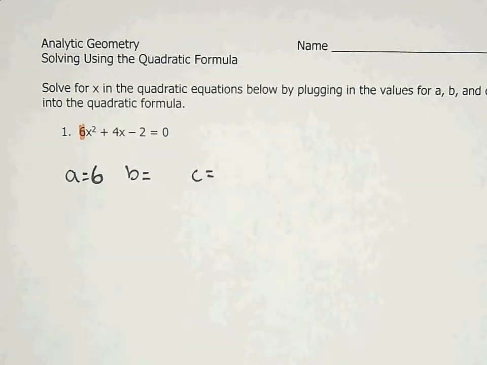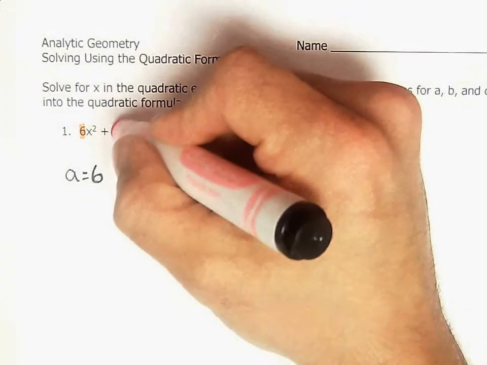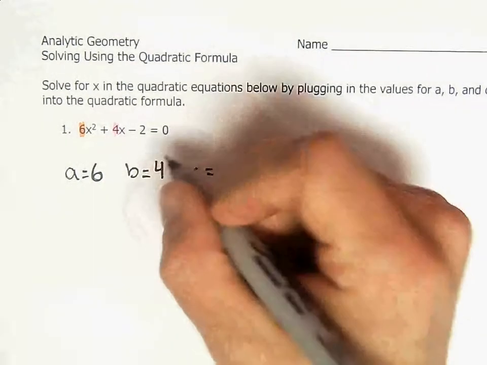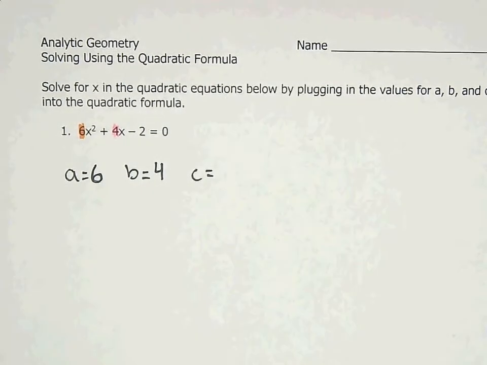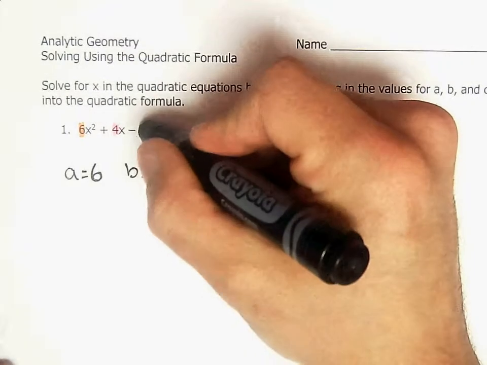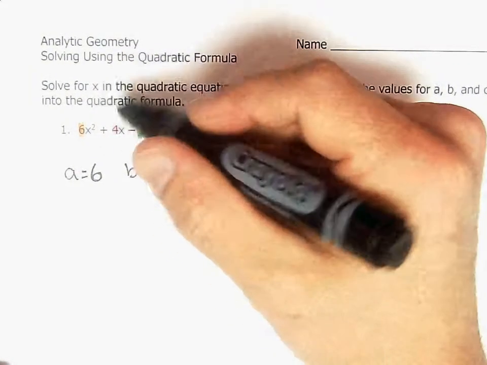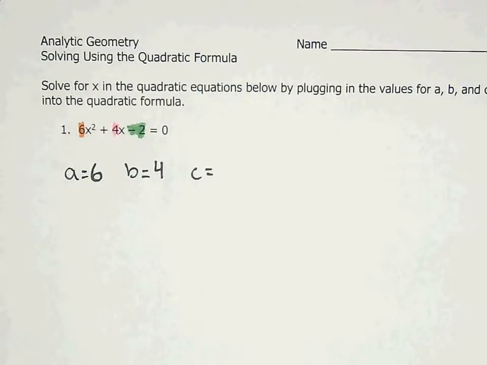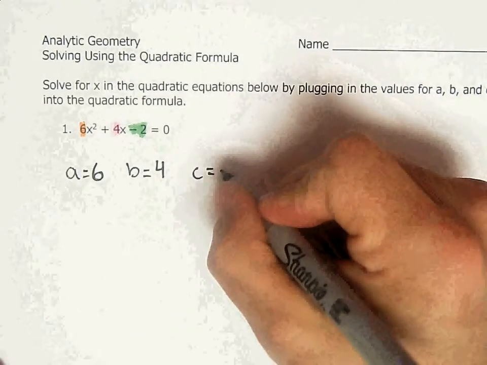Our B is going to equal the number in front of x. Our B is 4. Our C is going to equal the constant all by itself. And some of y'all may say 2, but in reality it's negative 2. You got to keep the sign in front. So our C is negative 2.